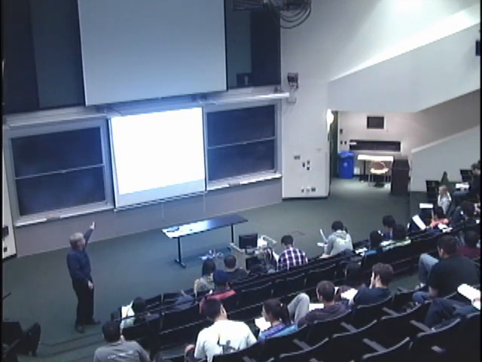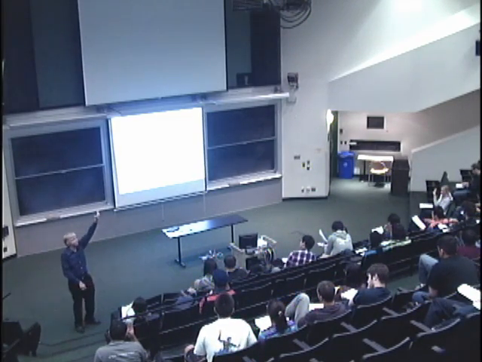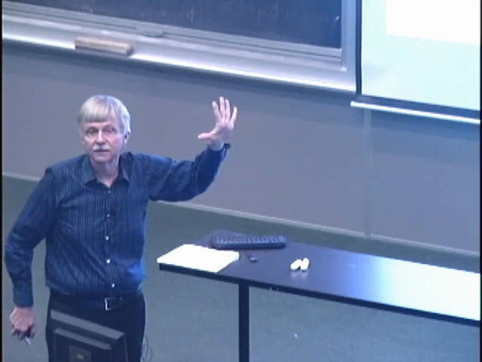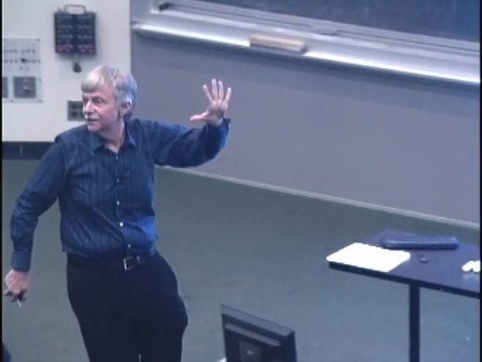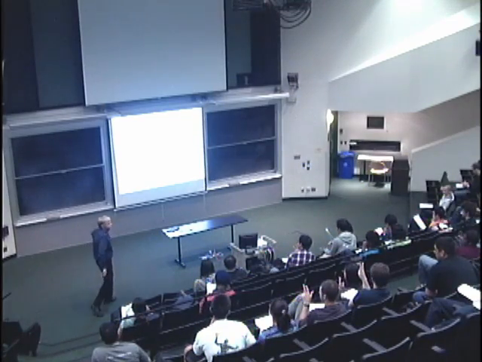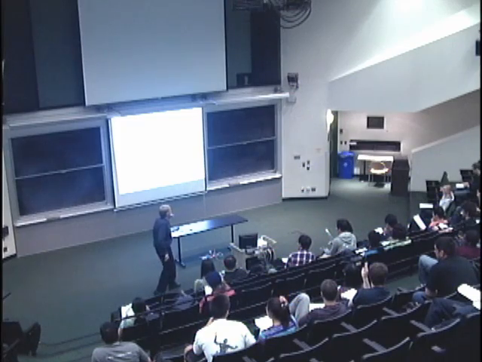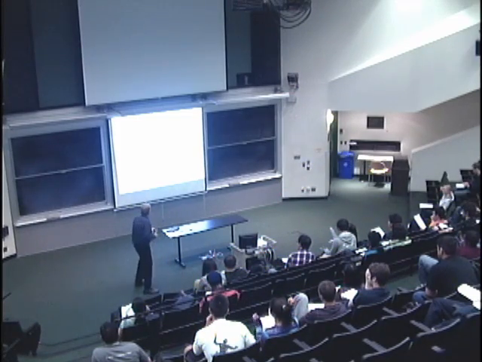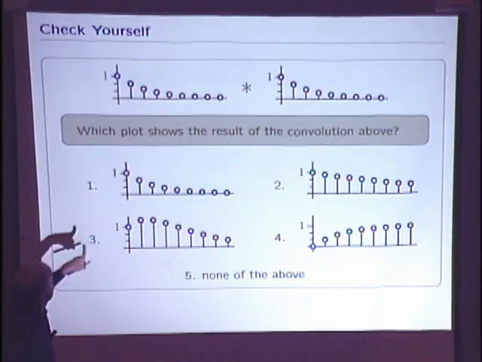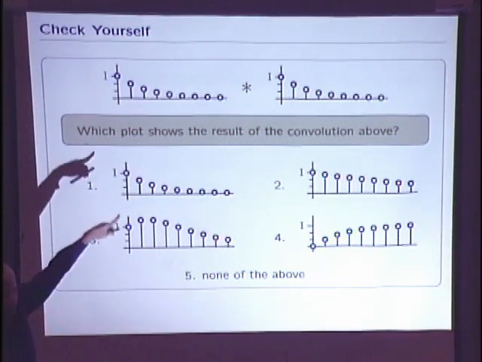So which one's right? 1, 2, 3, 4, or 5? Let's see if I know. Looks good. I only see one wrong, two wrong. So 95% or so. So how do I think about this? What are the ways that I should think about convolving those?